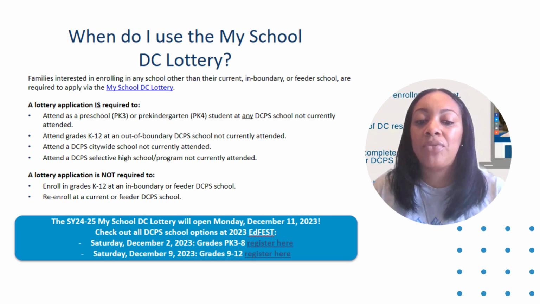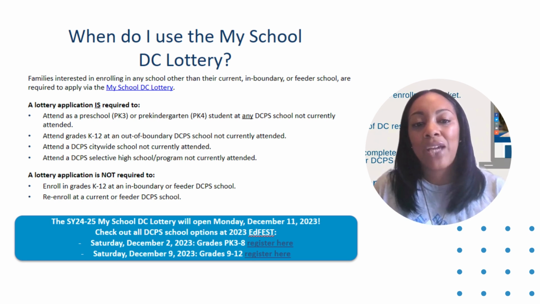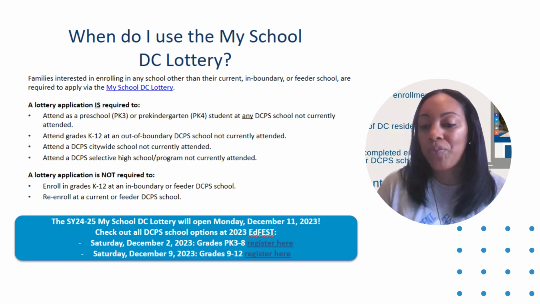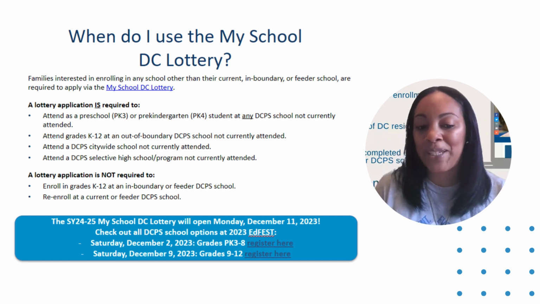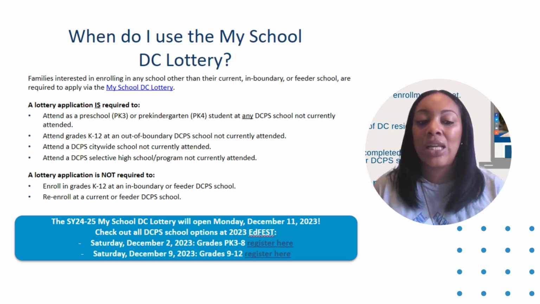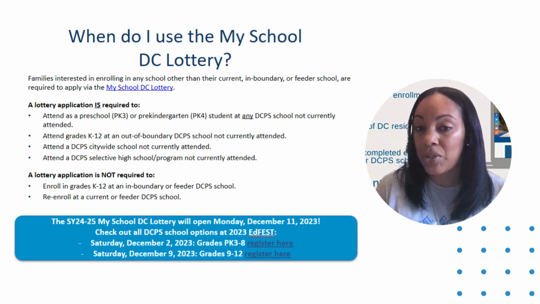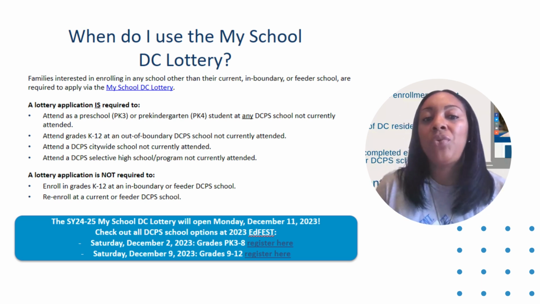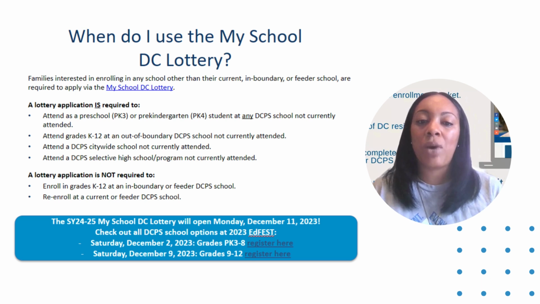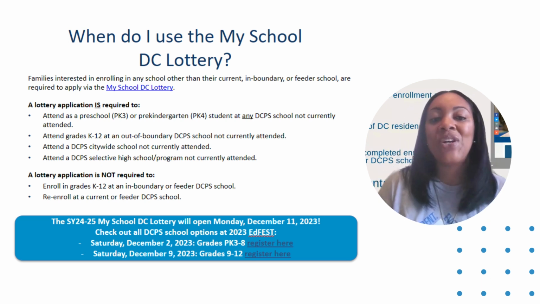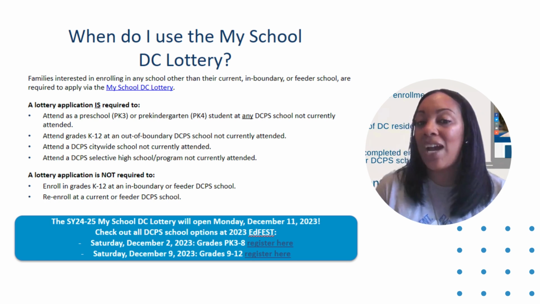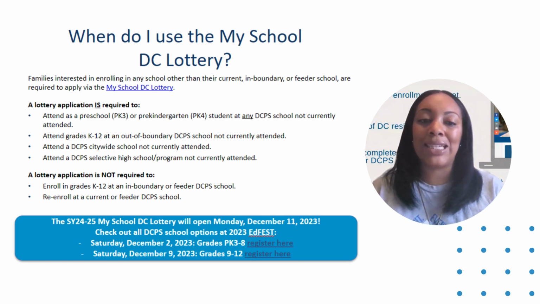When trying to determine if you need to submit a lottery application, please consider the following things. A lottery application is required to attend as a preschool, which is pre-K3, or pre-kindergarten, which is pre-K4, student at any DCPS school not currently attending. Also, if you plan to attend grades K to 12 at an out-of-boundary DCPS school that you're not currently attending, if you want to attend a DCPS citywide school not currently attending, or if you want to attend a DCPS selective high school or program that you're not currently attending.